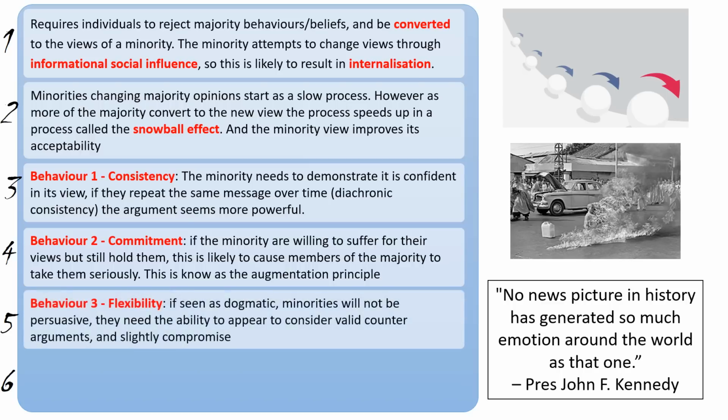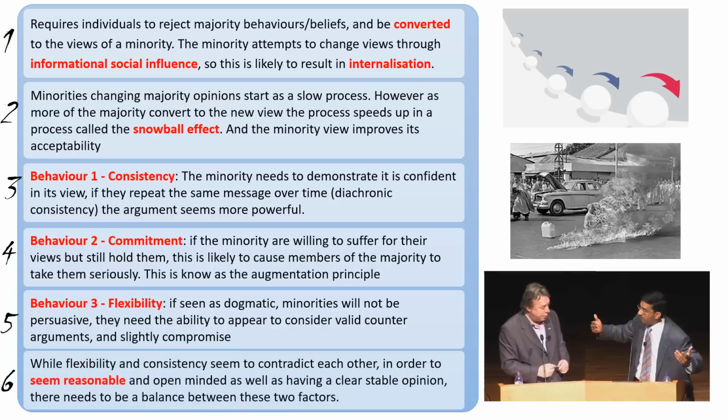Behaviour 3. Flexibility. If you're seen as dogmatic, as completely inflexible in your views, you're going to lose the ability to be persuasive. You need to at least appear to consider other valid counter-arguments and perhaps slightly compromise. While flexibility and consistency seem to contradict each other, in order to seem reasonable and open-minded, as well as having a clear, stable opinion, there does need to be a balance between these 2 factors, although it can be very easy to get it wrong, and too much flexibility will seem that you're not serious about your views.